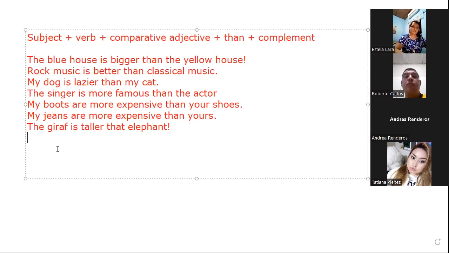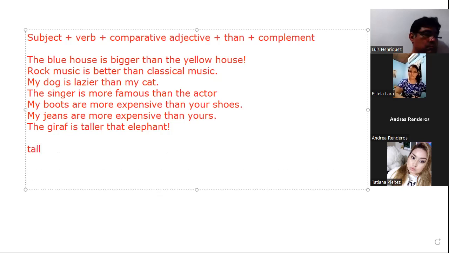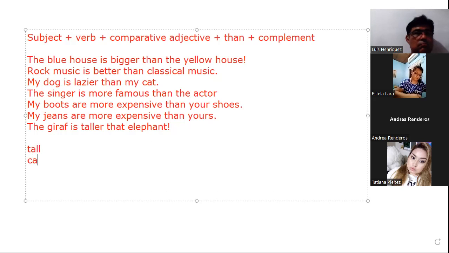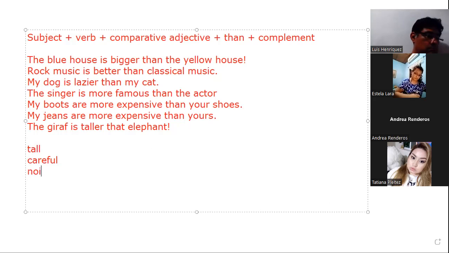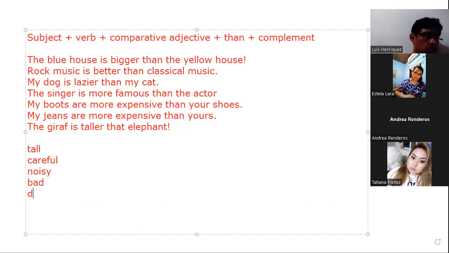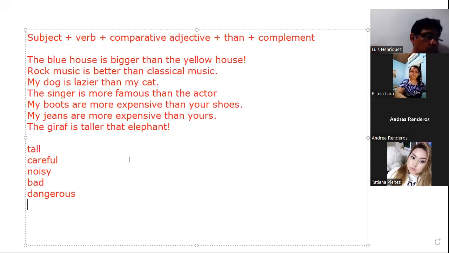Yo creo que ahí estamos bien, ¿no? Ok, vamos a hacer unos ejercicios, una práctica. Vamos a ver, tall. Careful. Noisy. Bad. Dangerous. Okay. El ejercicio es este. Tenemos bad y good. Ya vimos good también.